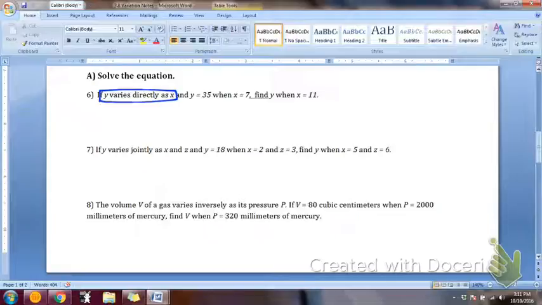Now, should we use an equation or should we use a proportion here? Do we have more than one? We have one y, but how many x's? 2. So we should be using a proportion here. So we're going to use our direct variation proportion.